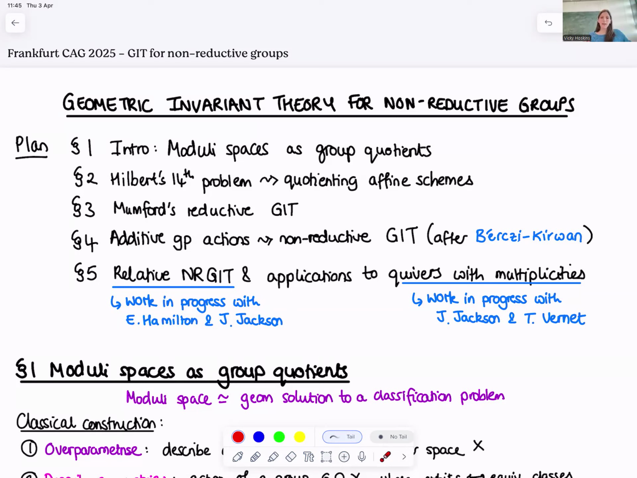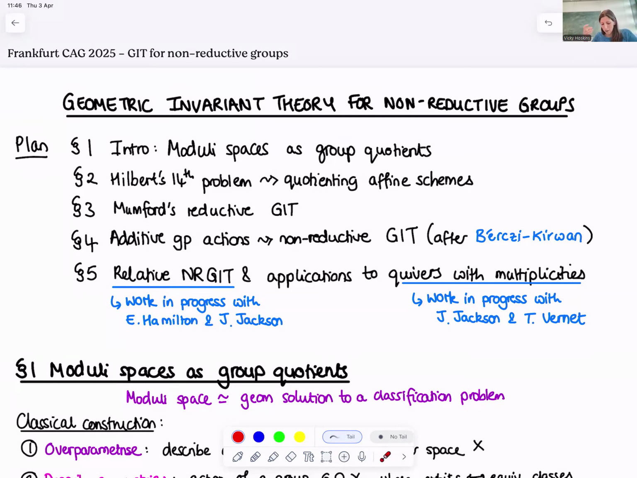So the plan for today's talk, and please just interrupt me whenever you have a question. I can hear you pretty well, I think. So the plan is that I'm going to start by just explaining why we care about group quotients, and the reason that I care is moduli spaces.